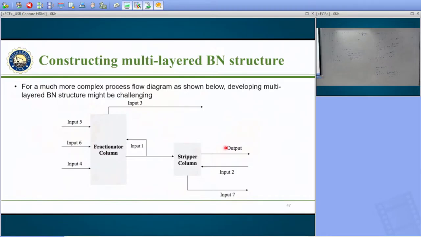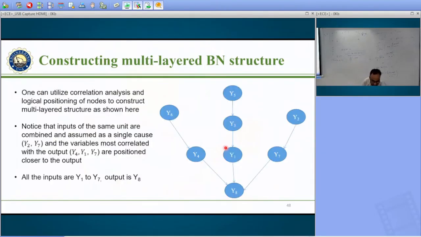So the output is getting affected. The first is getting affected by input 1, and you also have input 2 which is affecting this output, and some other variables. So I can use correlation analysis and topology and come up with a certain network structure for it.